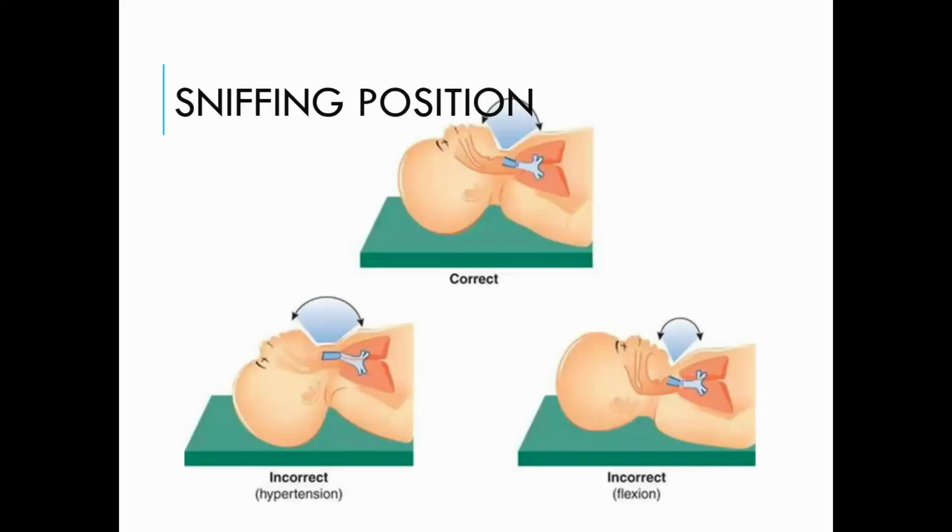This is the sniffing position that I was talking about. You want to put the baby on the back or the side, and you want to just slightly extend the neck to straighten out the airway, as is seen in this picture. You don't want to hyperextend them or flex them because then you'll have difficulty providing proper oxygen.